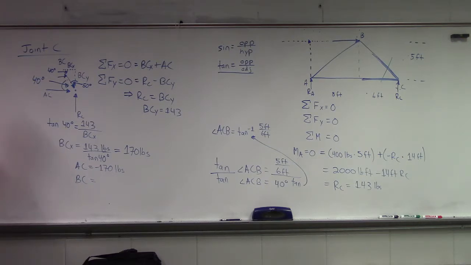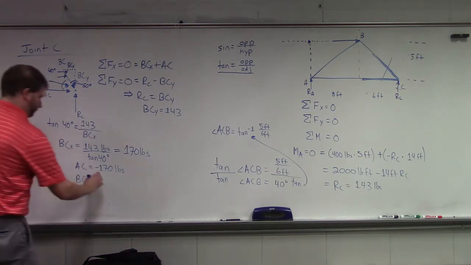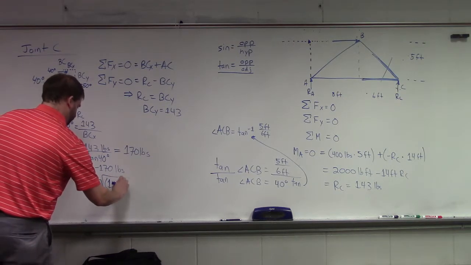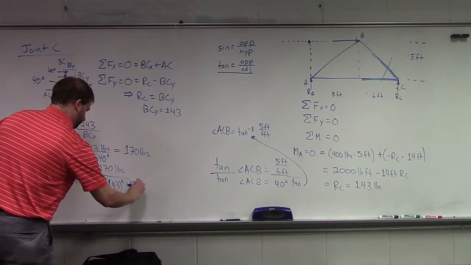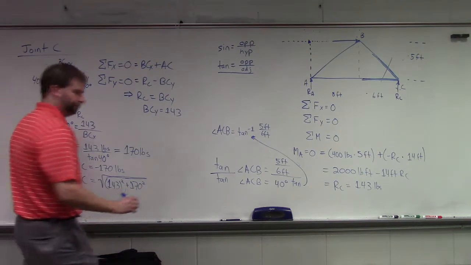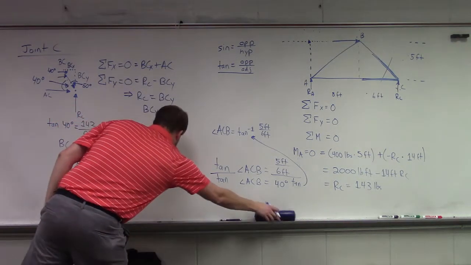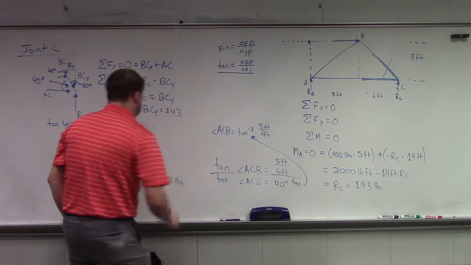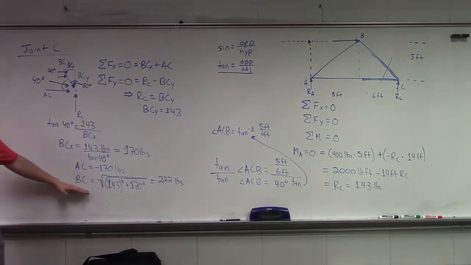Careful, careful. We have a Y component and an X component, right? What do we want to use? We could use trig, or we could use the Pythagorean theorem, right? How much did you say? 222. So we know BC.